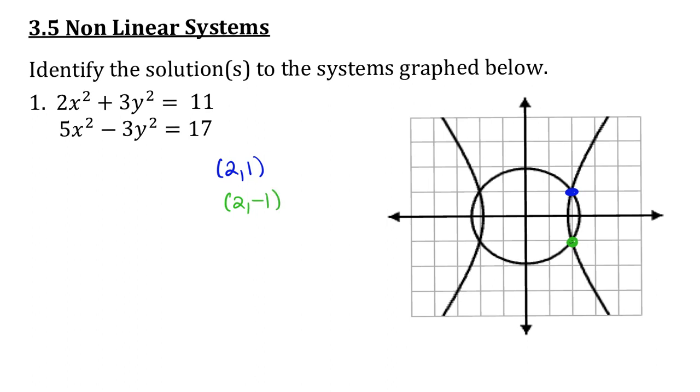What else do we have? This one up here, that's (-2, 1). And one more down here. So we have (-2, -1). So in this case, our system had 4 solutions. So it's possible with these kind of systems to get 4 solutions.